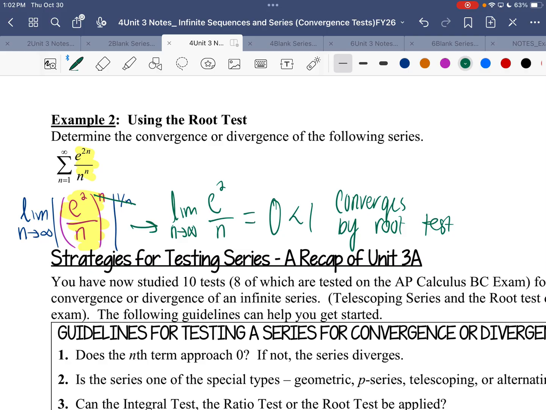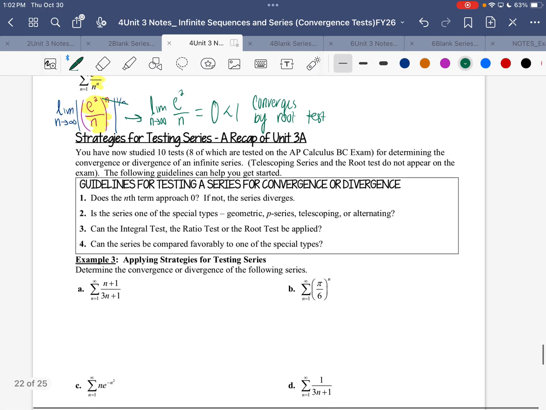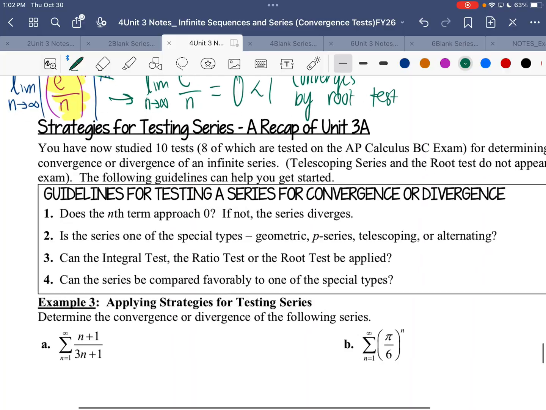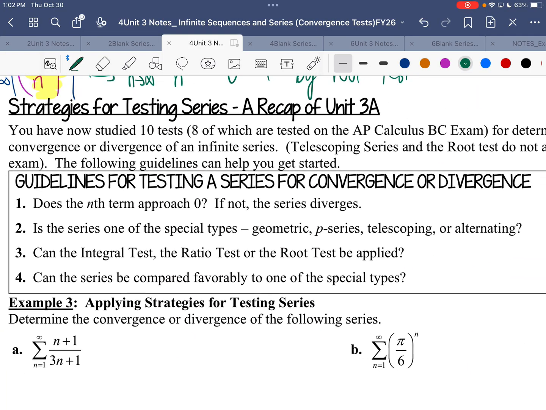All right, so we've done all the tests. Yippee, we made it. Now let's look at some quick ways to tell what test we need. So basically, if you have big top or both same, use the nth term test for divergence.